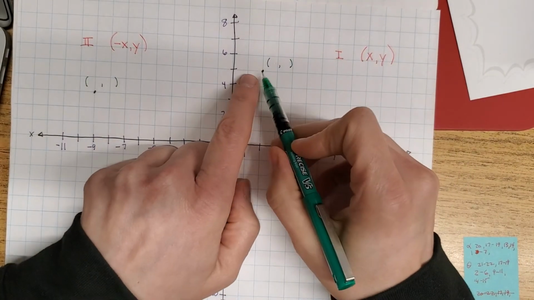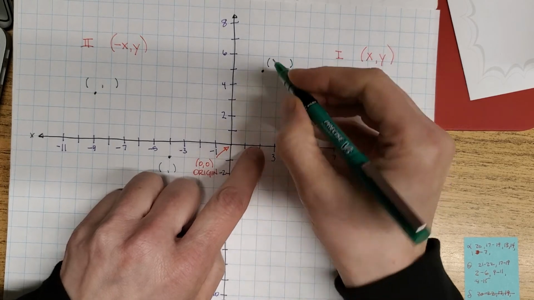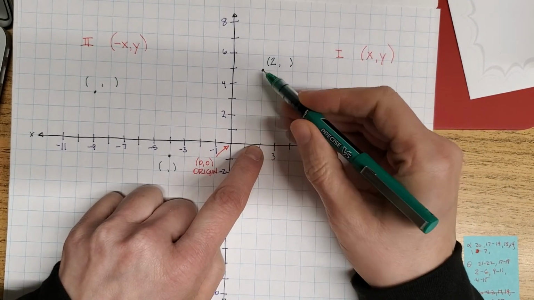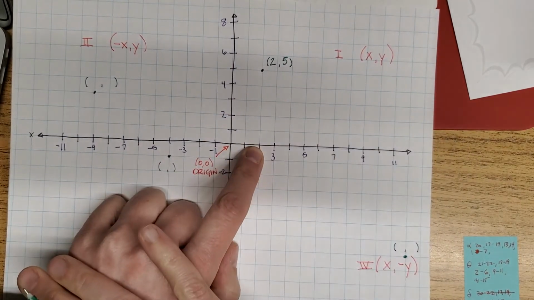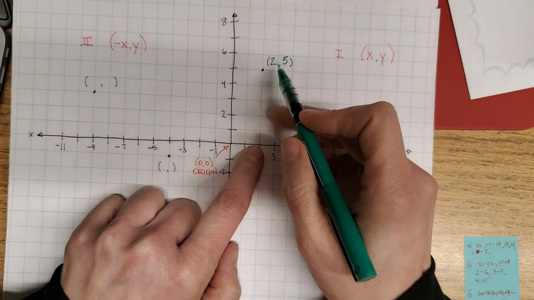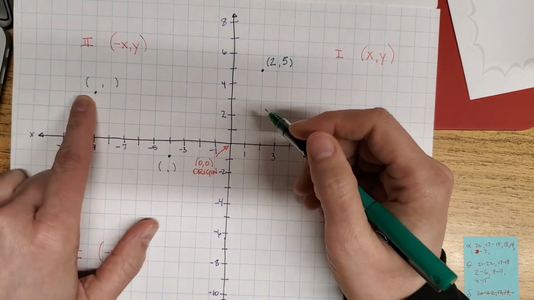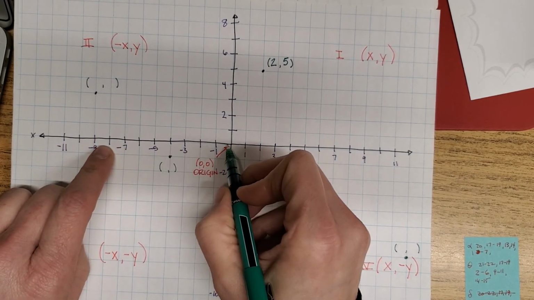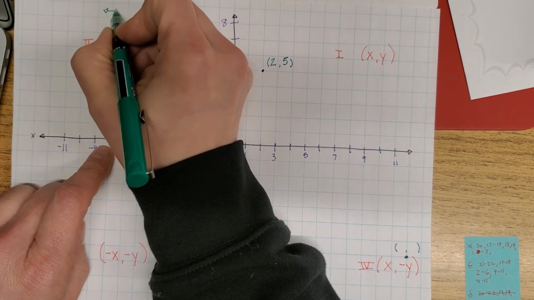So let's do this one. Okay, let me see. Over 2 is my x-axis, and then up 1, 2, 3, 4, 5, up 5. Okay, so 2, 5 is how I would say that. Let's do one in quadrant 2. Over first. Do you want me to make a note for you? Okay.